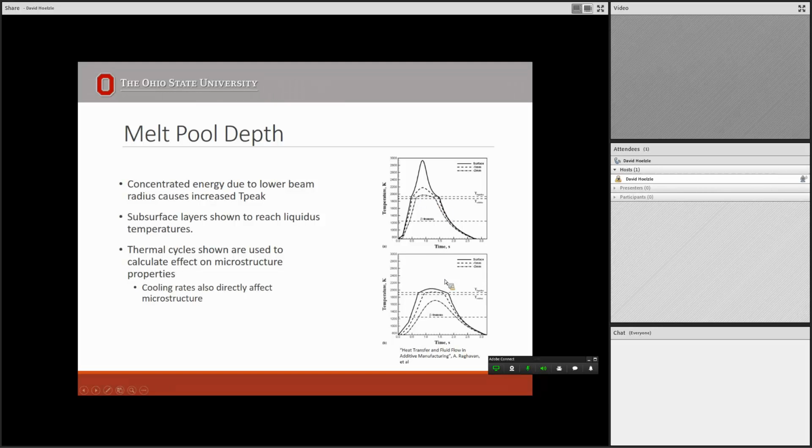The bottom plot is the larger radius, so the lower power density. You can see a much lower peak temperature, and some of the subsurface levels are staying below that liquidus temperature. So one thing that this affects is the cooling rate. You can see you have a sharp decrease from that cooling rate, and this can also affect the microstructure and eventually the quality of our part and the material characteristics.